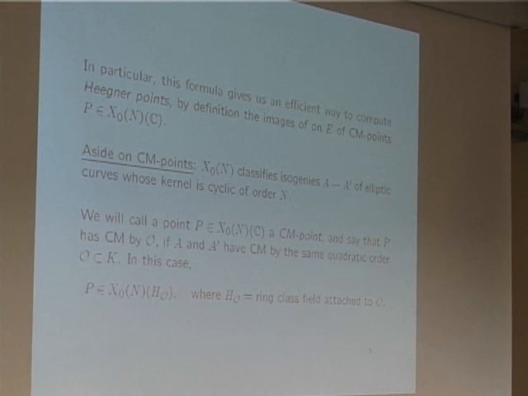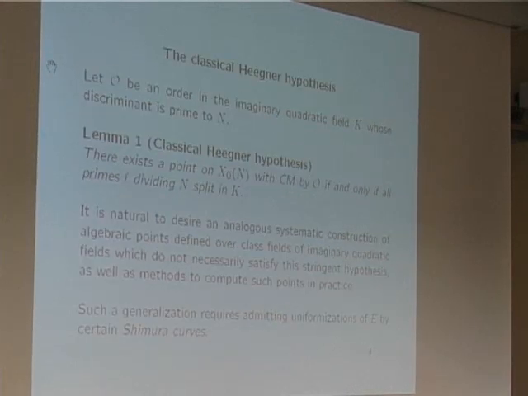And in this case, if P is a CM point, then it's actually defined over the ring class field attached to the order O. And the Galois group of this ring class field over K is canonically, via the reciprocity map of class field theory, equal to the Picard group of the order O. So this is a very nice situation to be in.